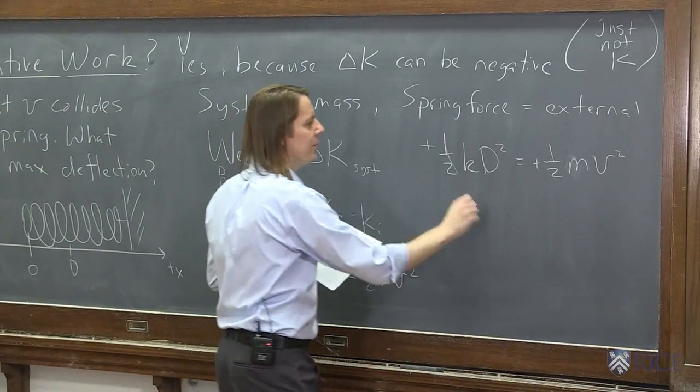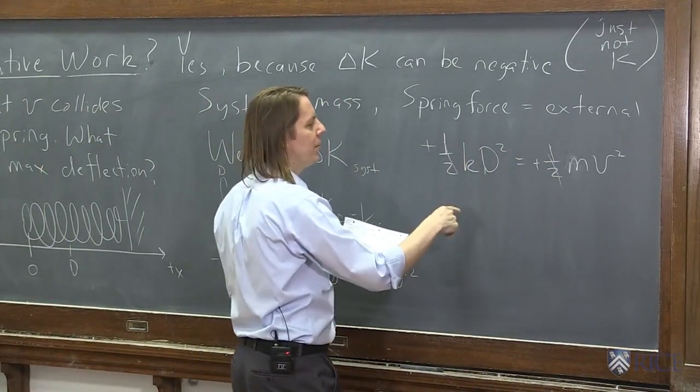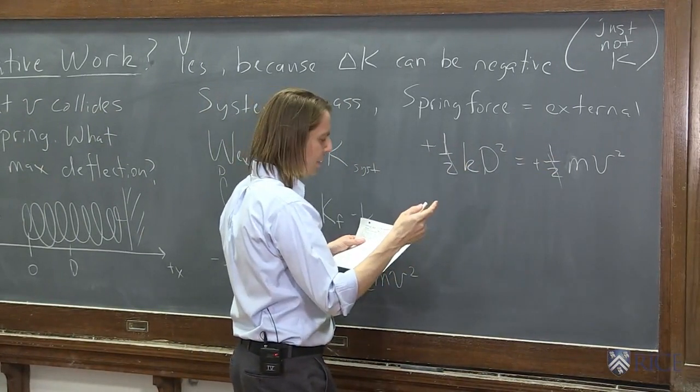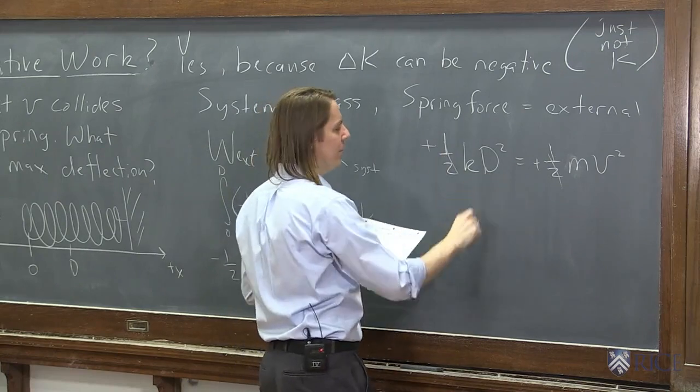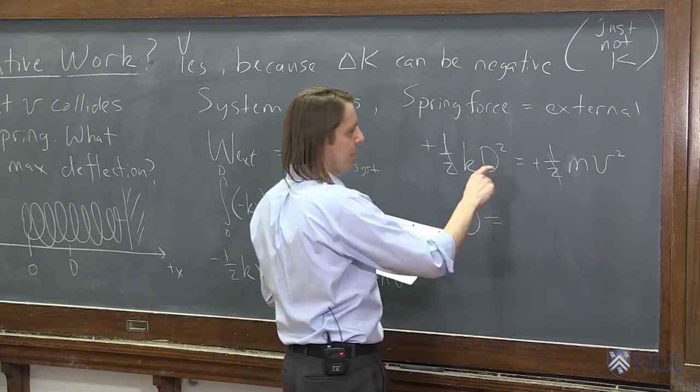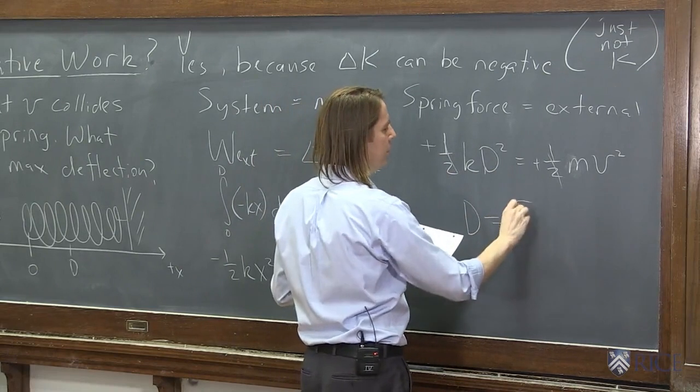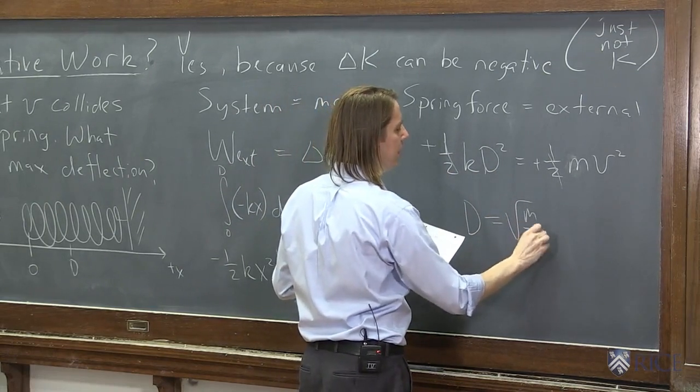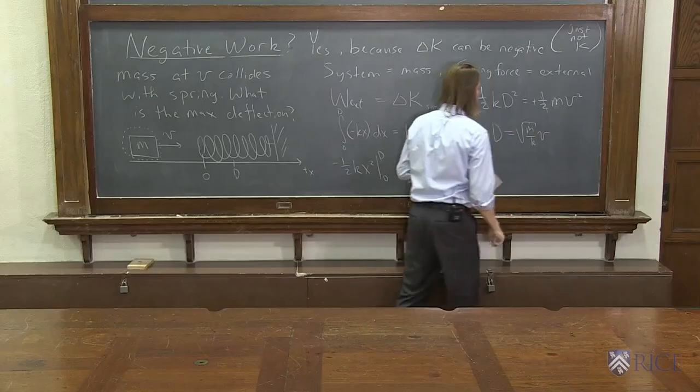I guess we should finish this. The 1/2 go away, and this comes over here, and D is what we're solving for. The displacement D becomes the square root of m over k times v to finish it.